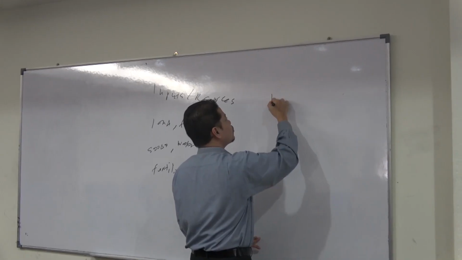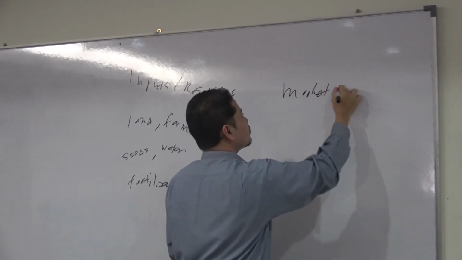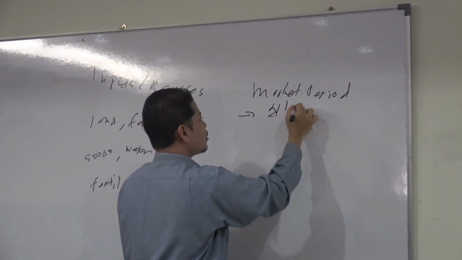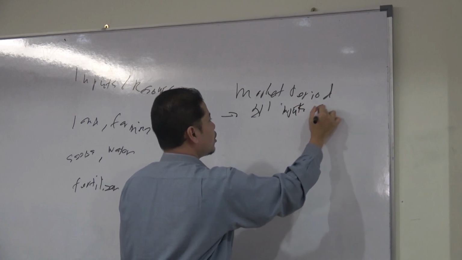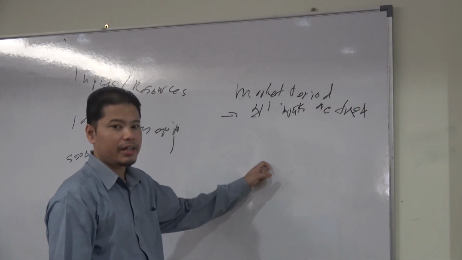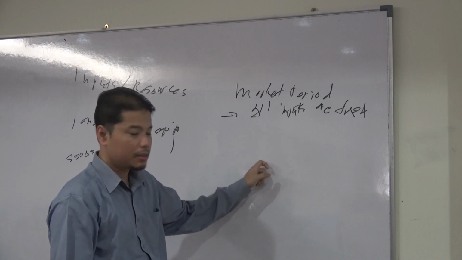Variable and fixed input. In the market period, all inputs are fixed. The producer cannot change any of the inputs.